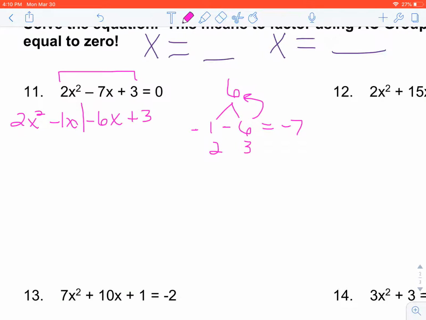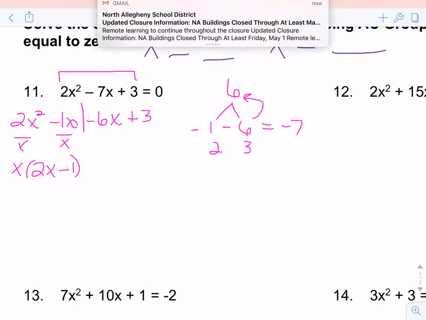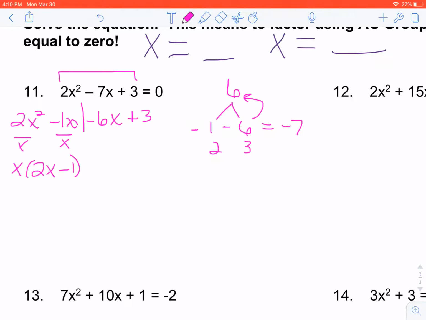Putting a little line down the middle, taking out what they have in common, we have an x that the first pair have in common. If I take out an x, I end up with 2x minus 1. The second pair, both divisible by 3. This is a negative 3 because there's a negative with the 6. So whatever's with that number, we have to make sure we're pulling out. And that's 2x minus 1. So if I was just factoring it, I'd say x minus 3 and 2x minus 1.